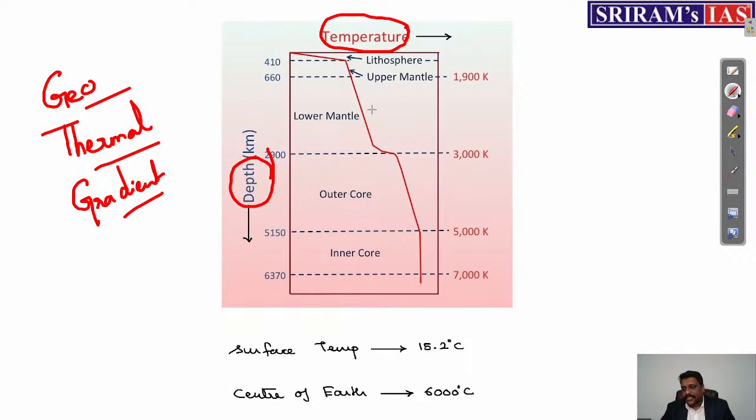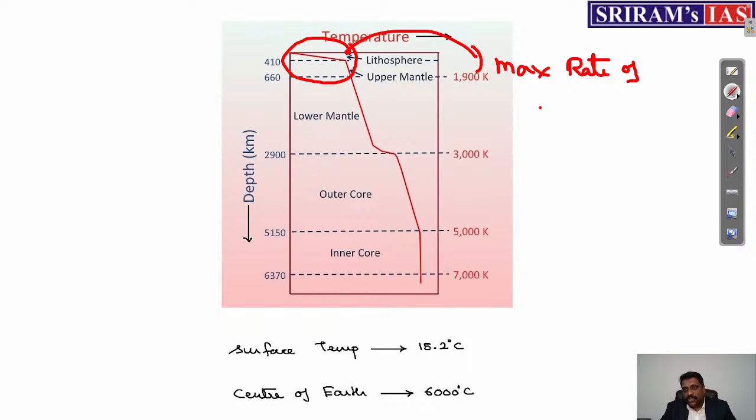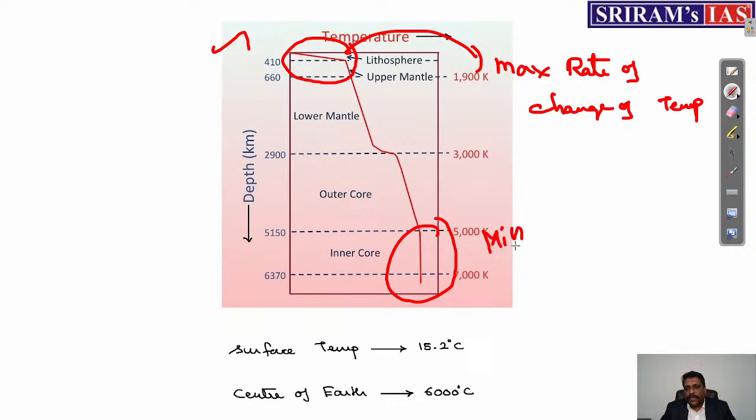Let me analyze the statement very carefully. I said, with increasing depth, temperature increases. That is okay. However, the rate of change of temperature decreases with increasing depth. It means at every layer the temperature is going to increase, that's okay. But where exactly is the maximum rate of change of temperature experienced? It is at the lithosphere. And where exactly is the minimum rate of change of temperature experienced? It is at the core.